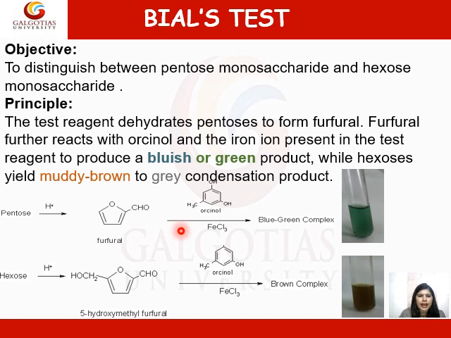Furfural further reacts with orcinol and ferric chloride present in the test reagent to produce a bluish or green product, while hexoses yield a muddy brown to gray condensation product. So Bial's test is used to differentiate between pentose monosaccharides and hexose monosaccharides.